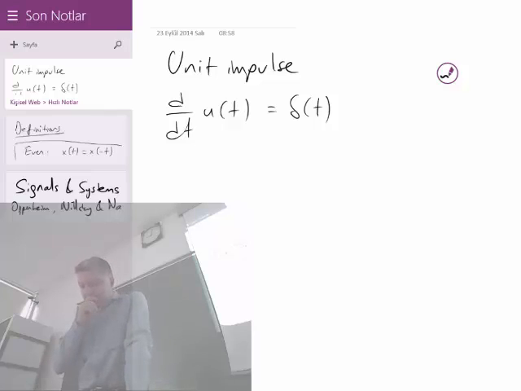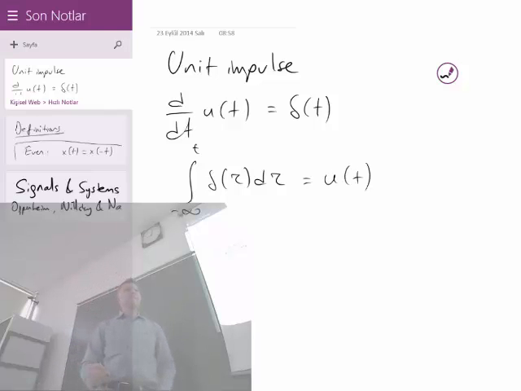And what is that? This delta of t, by the way, since the derivative of unit step is the impulse, then the time integral of the unit impulse would correspond to u of t from the fundamental theorem of calculus. What I have just written is the fundamental theorem of calculus, if you remember. If there is an integral, then the opposite is the derivative, or vice versa.